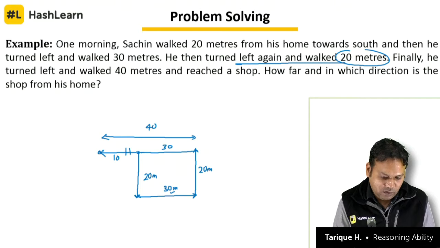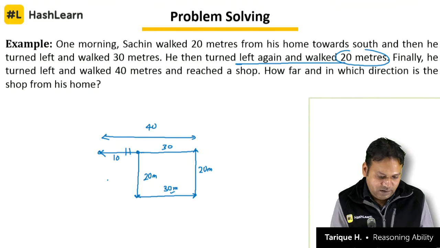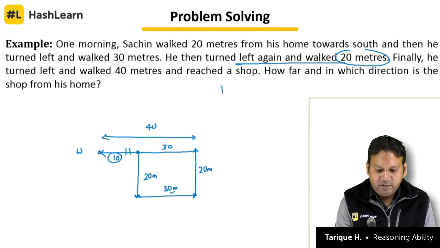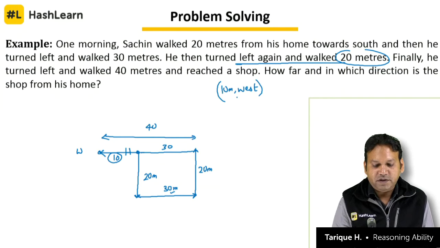And reach a shop. This is a shop. This is a home. Clear? How far is he from his home? He is 10 meters from his home. And which direction? West. So 10 meters west. That's the answer for this question.